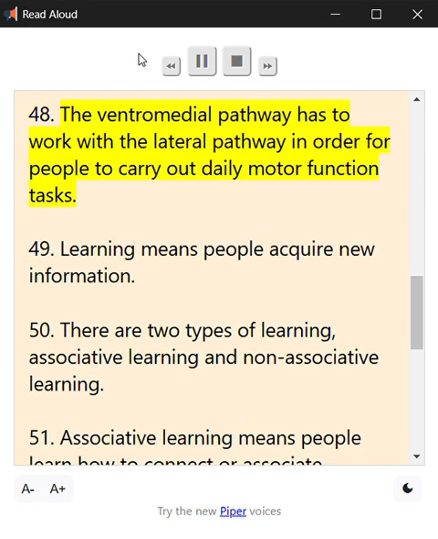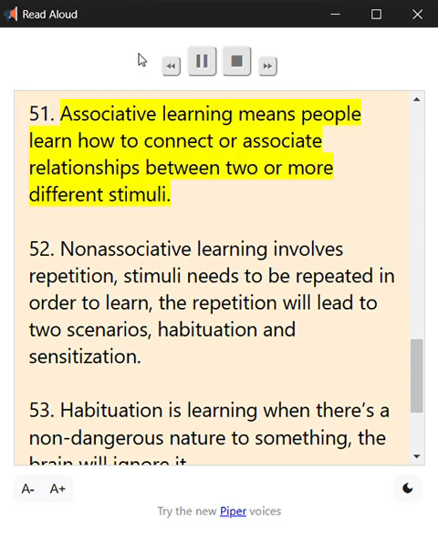48. The ventromedial pathway has to work with the lateral pathway in order for people to carry out daily motor function tasks. 49. Learning means people acquire new information. 50. There are 2 types of learning, associative learning and non-associative learning. 51. Associative learning means people learn how to connect or associate relationships between 2 or more different stimuli.